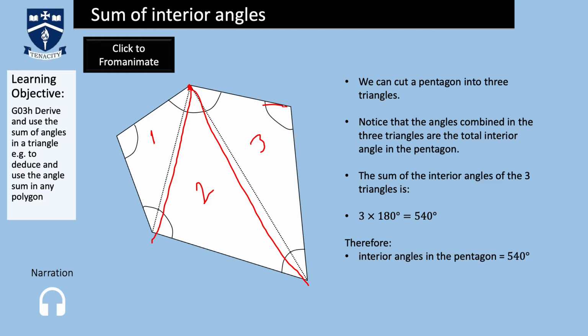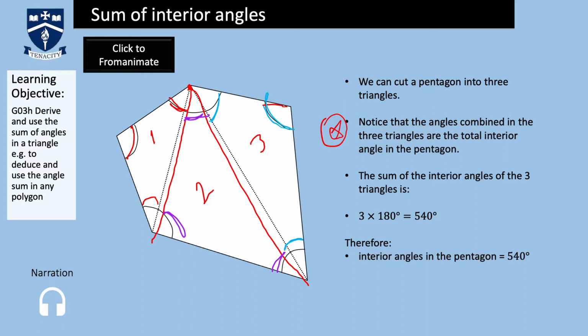Notice that the angles combined in the 3 triangles are the interior angles of the pentagon. So this little point here is very important. Can you see, if I look at triangle 1, this angle here, this angle here, and this angle here is in triangle 1. Let's get a different color. I look at triangle 2, it's this angle here and this angle here in triangle 2, the internal angles we're talking about, and a different color for triangle 3, this one here, and this one here.